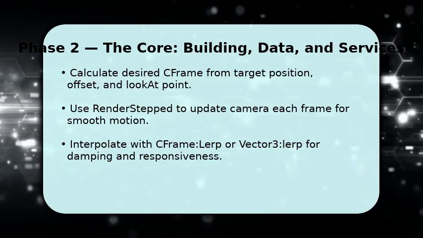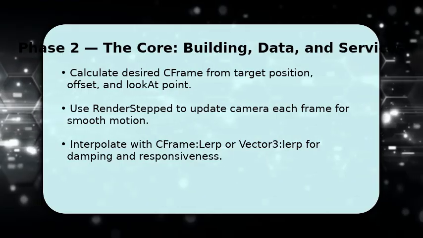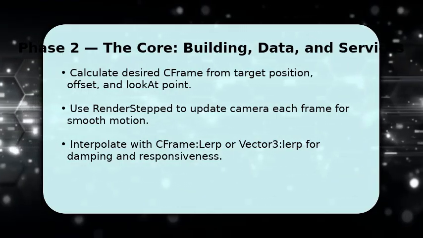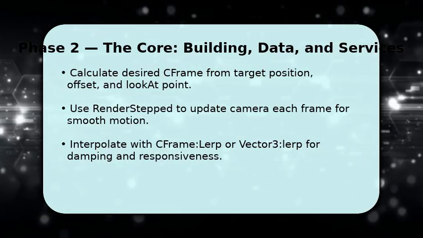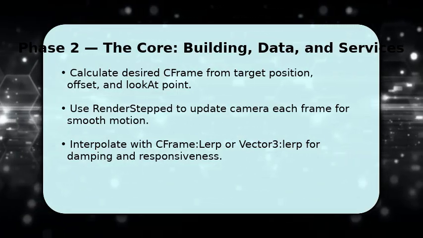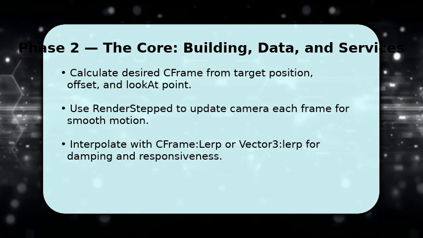To avoid jitter, interpolate between the current camera CFrame and desired CFrame using CFrame:Lerp with a small alpha, or lerp vectors for translational damping. Make sure to clamp distances and angles so the camera never clips geometry.